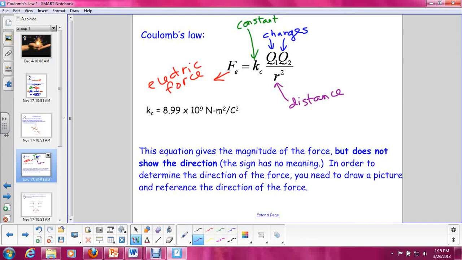This equation will give us the magnitude of the force, or the number of the force, but it does not tell us the direction. It does not tell us if this force is an attractive one or a repulsive one. In order to determine the direction of the force, you need to draw a picture. So whenever you are given a problem where you're trying to find the electric force between two charges, you need to use Coulomb's Law and you need to draw a picture to get a complete understanding of what's going on.